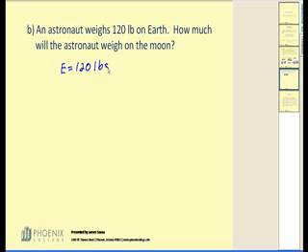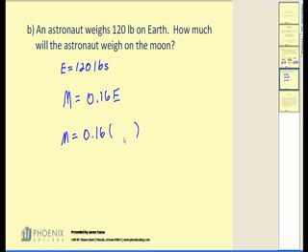Going back to our previous problem, we know that our equation is m equals 0.16 E. So in order to find the weight on the moon, it's as simple as doing a little substitution. 0.16 times 120, and you can check my math, but I believe that's 19.2 pounds. So someone that weighs 120 pounds on the Earth will weigh 19.2 pounds on the moon.